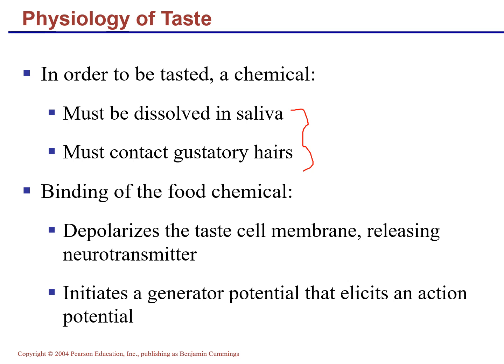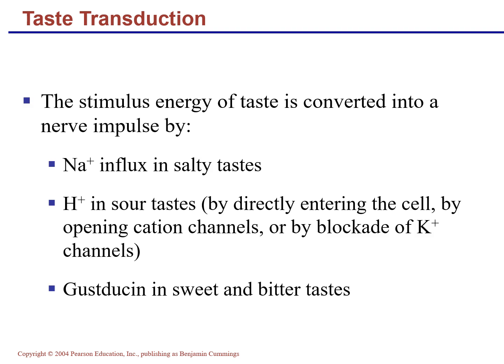After we bind the food chemical to the gustatory hairs, we have to depolarize the taste cell membrane to generate an action potential in the cranial nerve. Once that happens, we can decide what we're tasting by what chemical is dissolved in our saliva. So sodium is salt, hydrogen is sour, and the rest are sweet and bitter tastes. So that's a little aside.